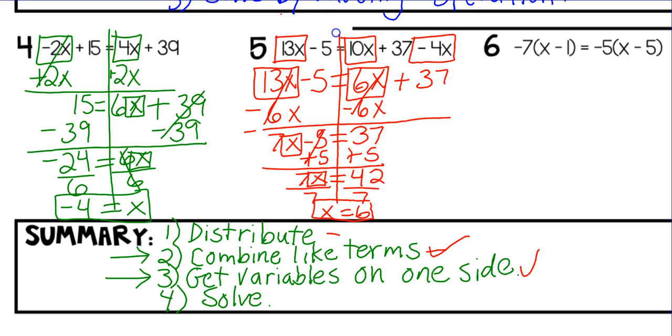Last problem. How's this one different? What do we have? It has a distributive property. And look at all those negatives. Be careful. But I'll show you how you can do it without changing to addition. So we're going to start first with the distributive property. So it's negative 7 times x, which is negative 7x. Okay? Now, look at what I'm multiplying the next part of the distributive property.